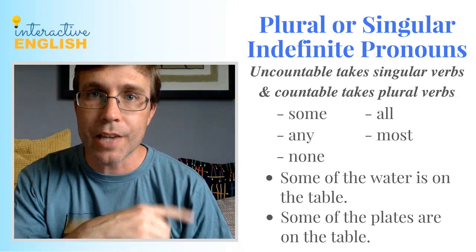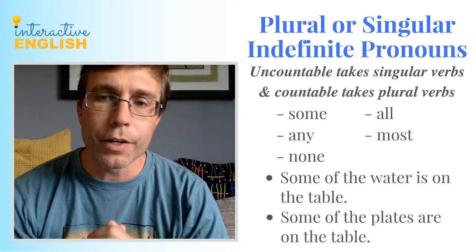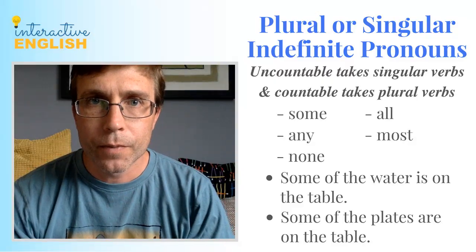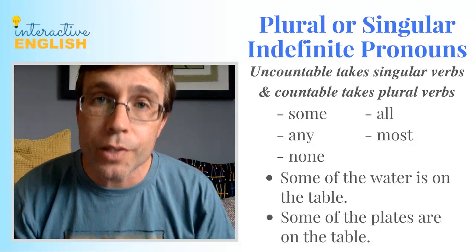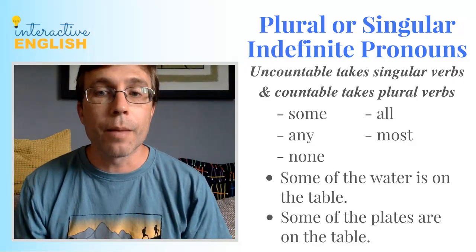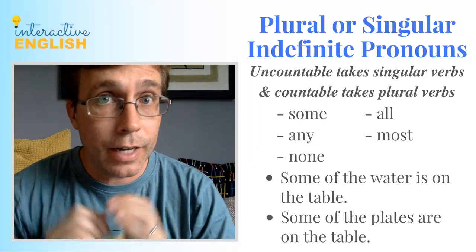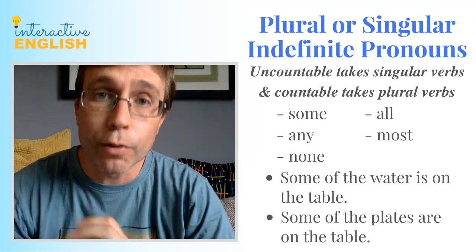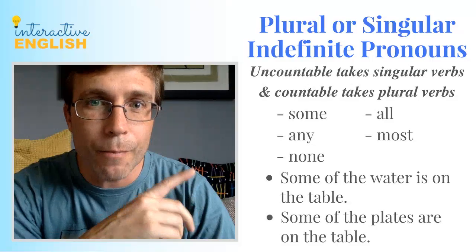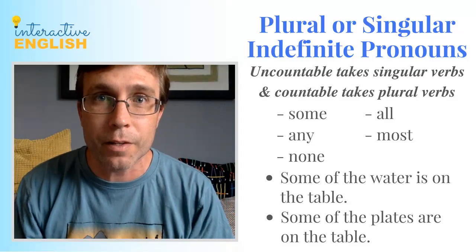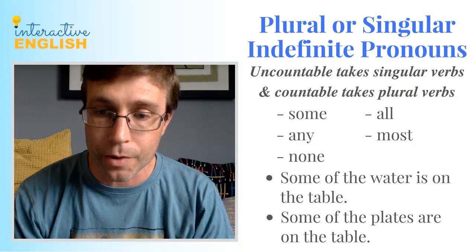So here are some examples for you. Some of the water is on the table. Okay, some of the water. Water is uncountable, so I use the singular verb is. Some of the plates are on the table. Plates are countable, so we're going to use the plural verb are. All right, so this is another time where it gets a little tricky and you just have to be aware: is the noun uncountable or is it countable?